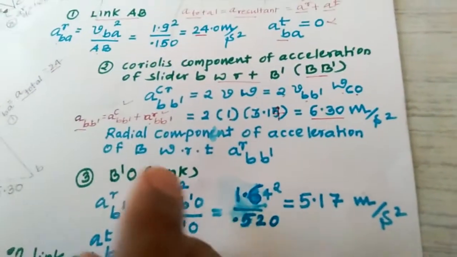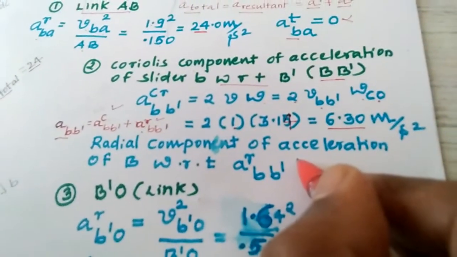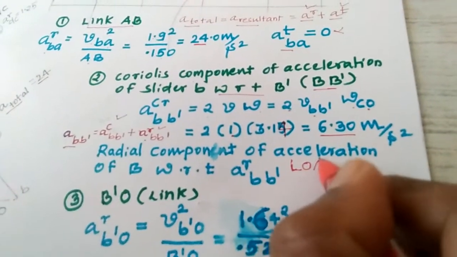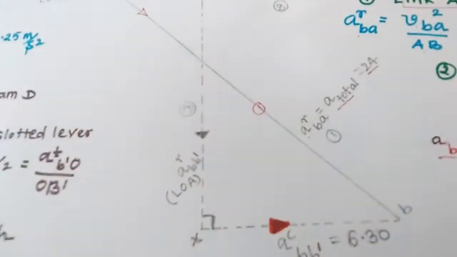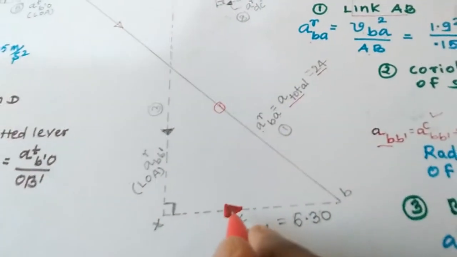Then the radial component. For the radial component there is no magnitude, nothing is there in this case. You have to go for the line of action only for this also. Okay, then I will draw this also. You draw this one. Then come to the Coriolis component. This is important. The Coriolis component you got with the direction this way.